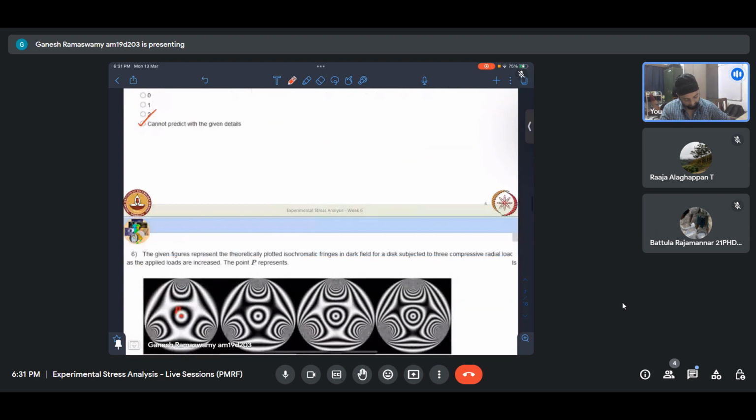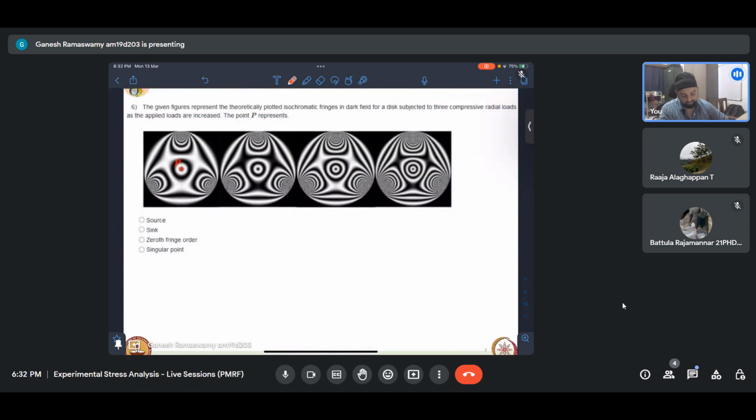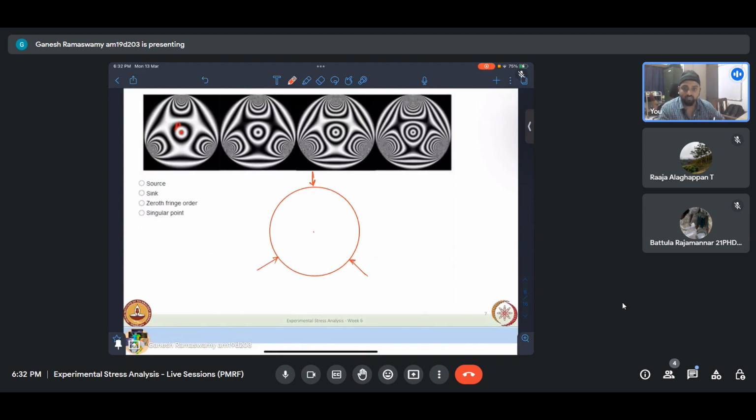Okay, let us look at this question. The given figures represent the theoretically plotted isochromatic fringes in dark field of a disk subjected to three compressive radial loads. So from symmetry arguments, if we have three radial loads and the system has to be in equilibrium, it would have to be like that. So we have this, and then we have the fringes developed here.